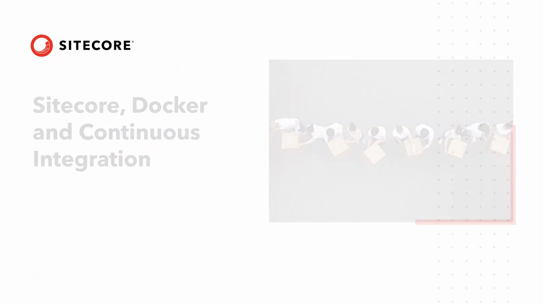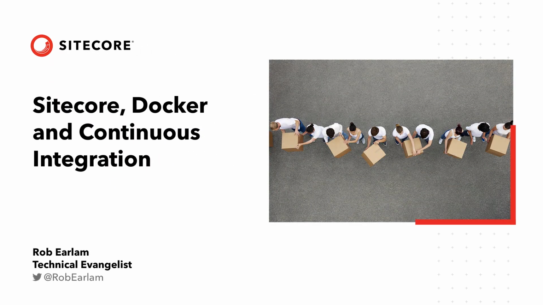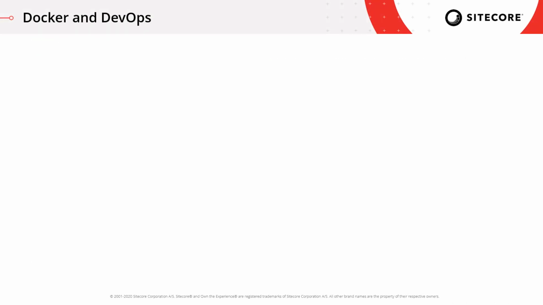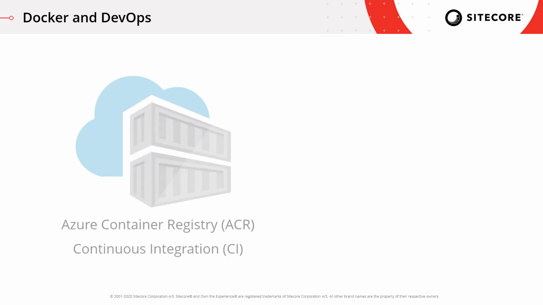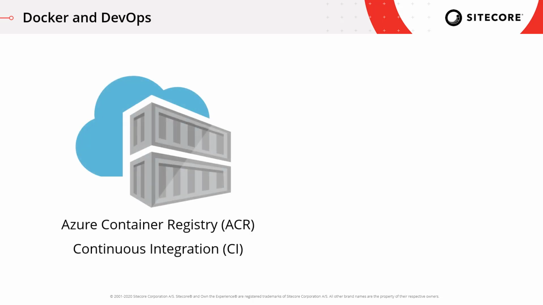Sitecore 10 and DevOps. In this session we're going to be focusing on Sitecore, Docker, and continuous integration. When working with containers, your DevOps flow changes compared to when you were deploying directly into an IaaS or PaaS instance. The first action you're going to be performing is the automated build of your images when something changes that requires them to be updated, for example a code change. This is the continuous integration piece that we're going to focus on in this session.